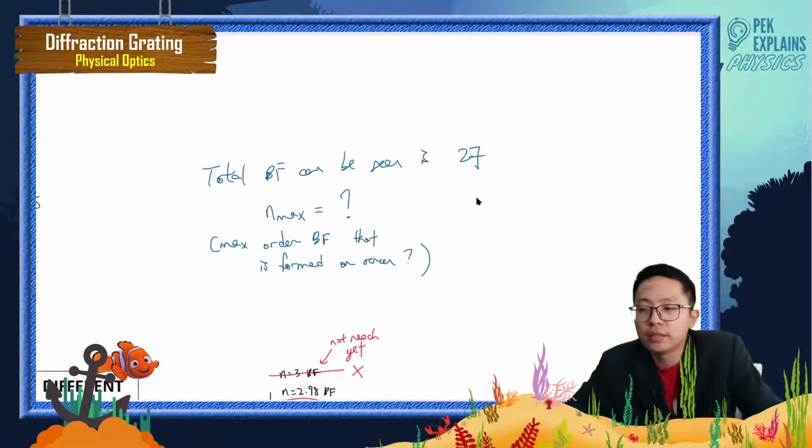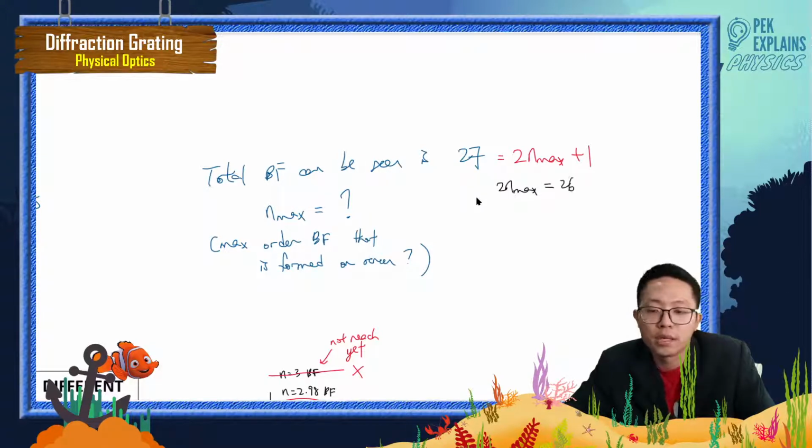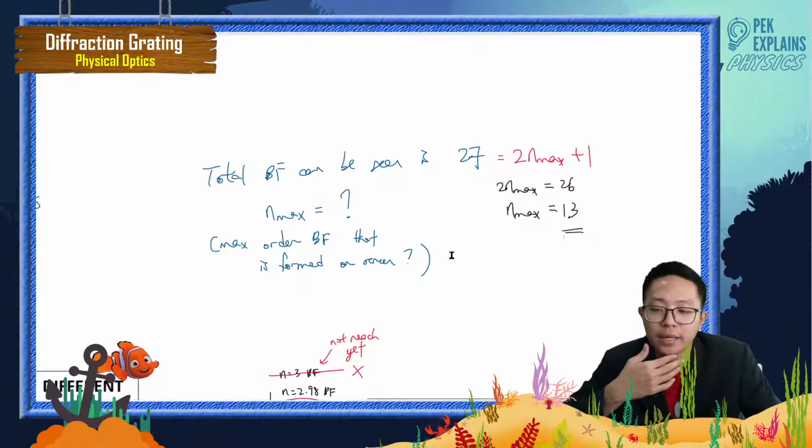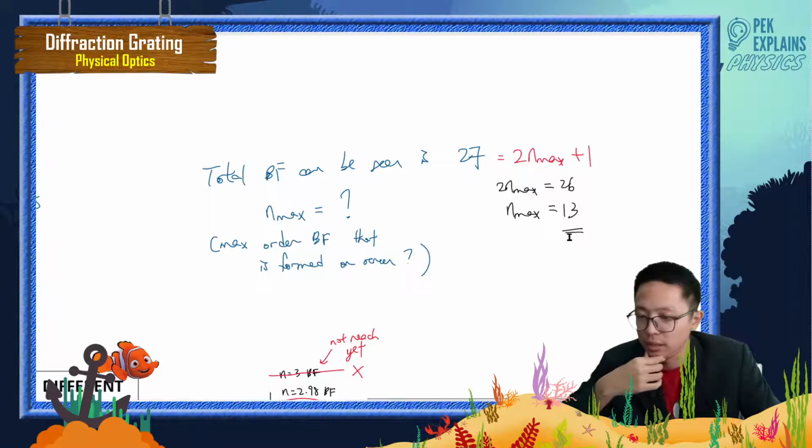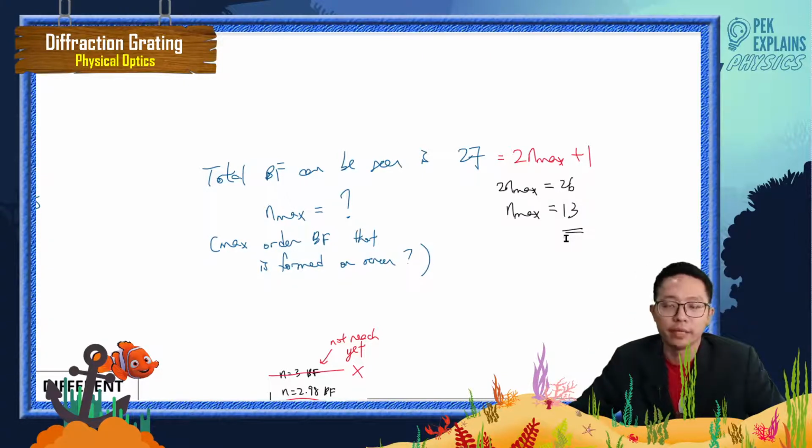Easy. So 27 is equal to 2n max plus 1. Minus 1, what do you get? 2n max is equal to 26. So what's the maximum order you can see on the screen? 13. So the maximum order that is formed on the screen is only 13. Understand? 2n max equals 26, so n max, the maximum order that can be formed on the screen, is only 13. Okay, so that's all for this video, and let's go on to the next one.